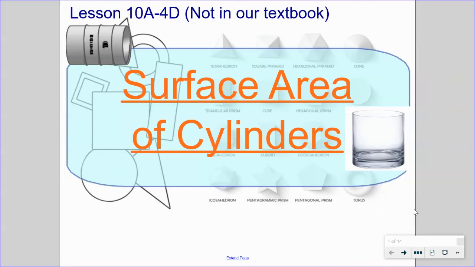Hello all and welcome back to another fine day of mathematical learning. Today, again, not in the textbook. We're looking for surface area of cylinders.